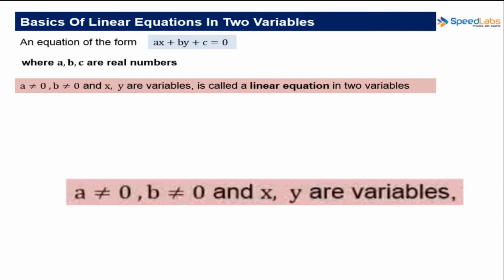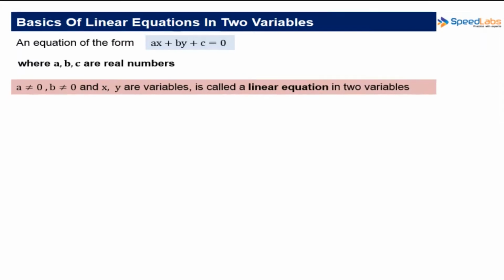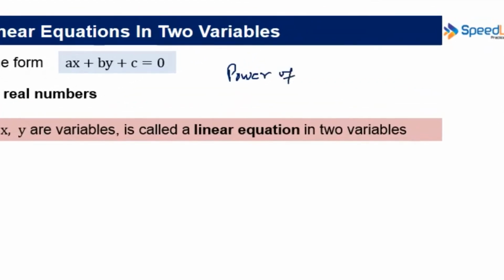But what is the most important part about the linear equation? That the power of x and the power of y can be a maximum of 1, right? So at least one of the two must have power 1. So if a is non-zero, b is also non-zero and x and y are variables, this type of equation is known as a linear equation, where the power of the variable is maximum 1. So the power of x and y should be less than or equal to 1.